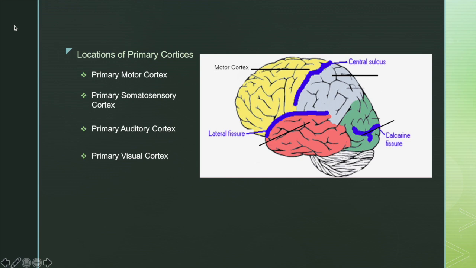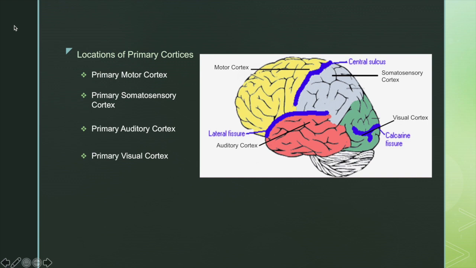We have the primary motor cortex, also called the precentral gyrus, right next to the central sulcus. There is the primary somatosensory cortex, or the postcentral gyrus. It's in the parietal lobe. We have the primary auditory cortex, superior and central, right in the middle of the temporal lobe. And the visual cortex runs along the calcarine fissure.